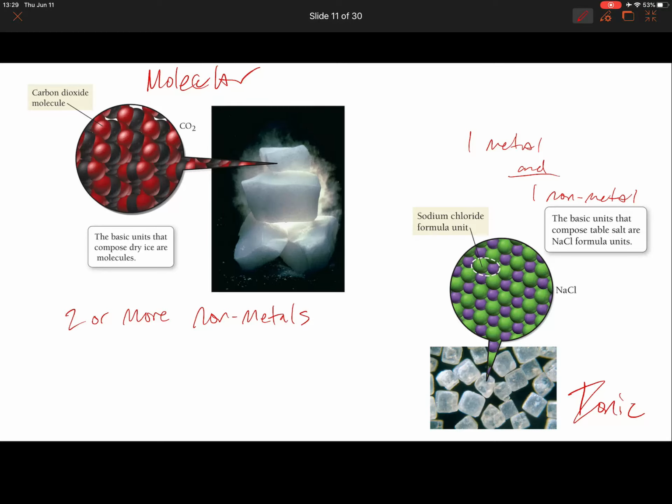So ionic compounds contain one or more cations paired with one or more anions. And these usually always happen with metals and nonmetals. Metals we know like to form cations, and nonmetals we know like to form anions, or negatively charged ions, and cations positively charged ions.